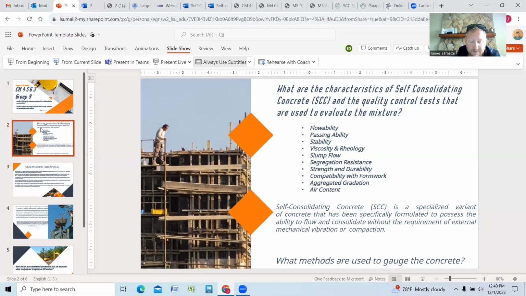Aggregate gradation. The selection of aggregate gradation in self-compacting concrete should be conducted with caution to provide a well-balanced mixture that minimizes the potential for segregation. The utilization of well-graded aggregates is frequently employed to accomplish this objective. Air content. To attain the appropriate level of freeze-thaw resistance and workability, it is imperative to regulate the air content within the prescribed limits of self-consolidating concrete. It is imperative that the entrained air is uniformly dispersed.